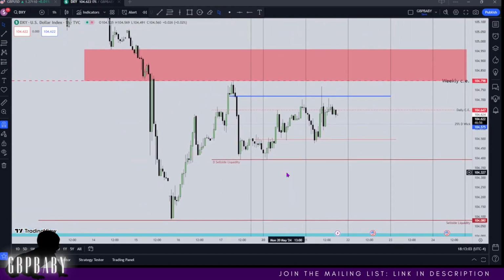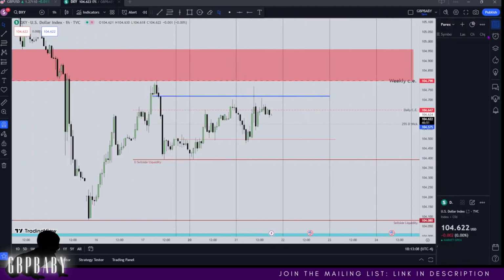So yeah, that's pretty much everything on dollar. I hope that all makes sense. And yeah, let's now head over to GBP USD.